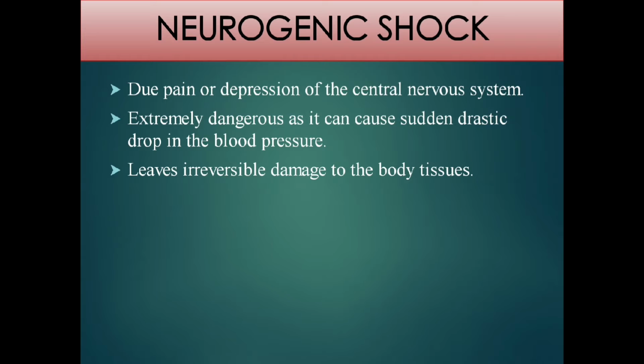Coming on to neurogenic shock. Neurogenic shock is a life-threatening condition caused by irregular blood circulation in the body. Trauma or injury to the spine can cause this disruption. It occurs after damage to the central nervous system, such as in case of spinal cord injury.